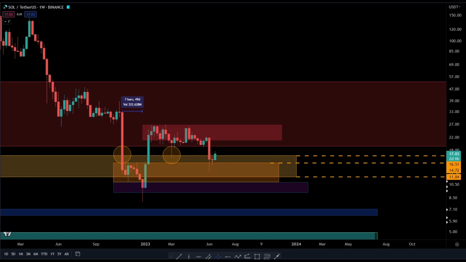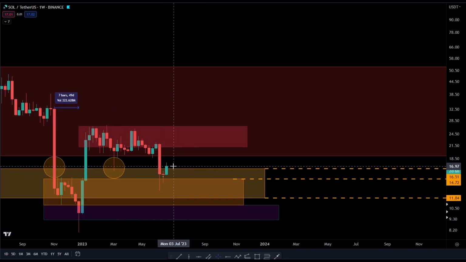Today, we're going to analyze the Solana market cap. But before we do that, let's recap on our Solana price chart. If we look at the weekly time frame again, we can see a green candle here that is just breaking out of the top of the orange box, which we've discussed before. I've added a few dotted lines here to specify what price that is.